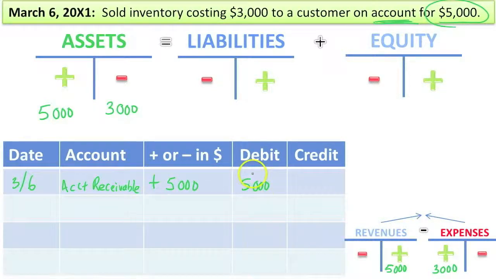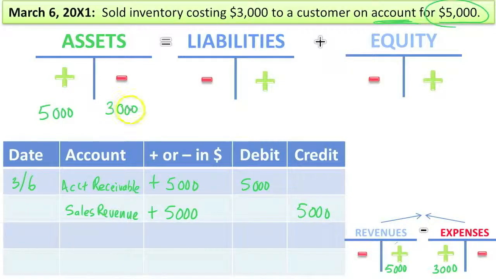What's the matching part of this entry? We have more asset. Why? Because we made a sale. That is called sales revenue. We have more sales revenue, as you can see. When we have more sales revenue, it's on the credit side, so we have to record it as a credit. As you can see, debits equal credits. That will make sure the balance sheet balances.